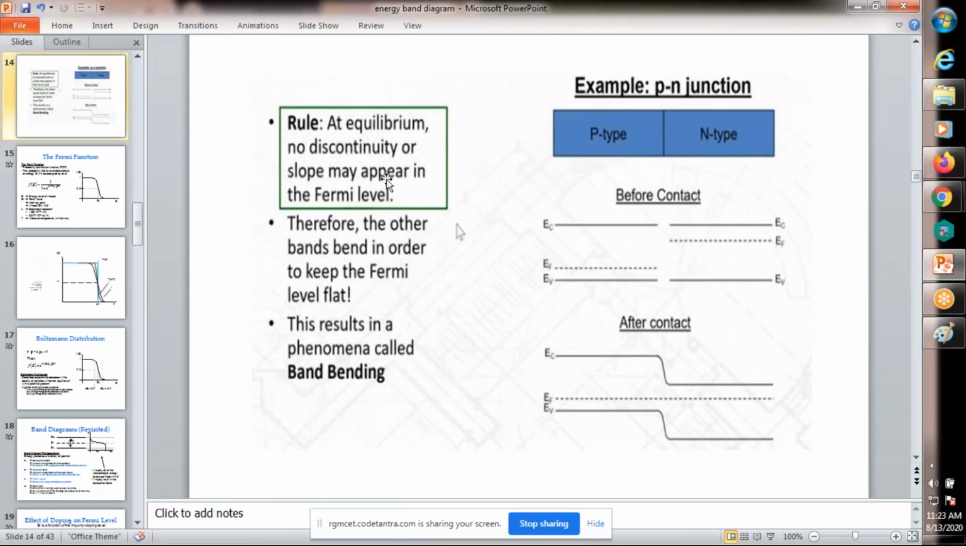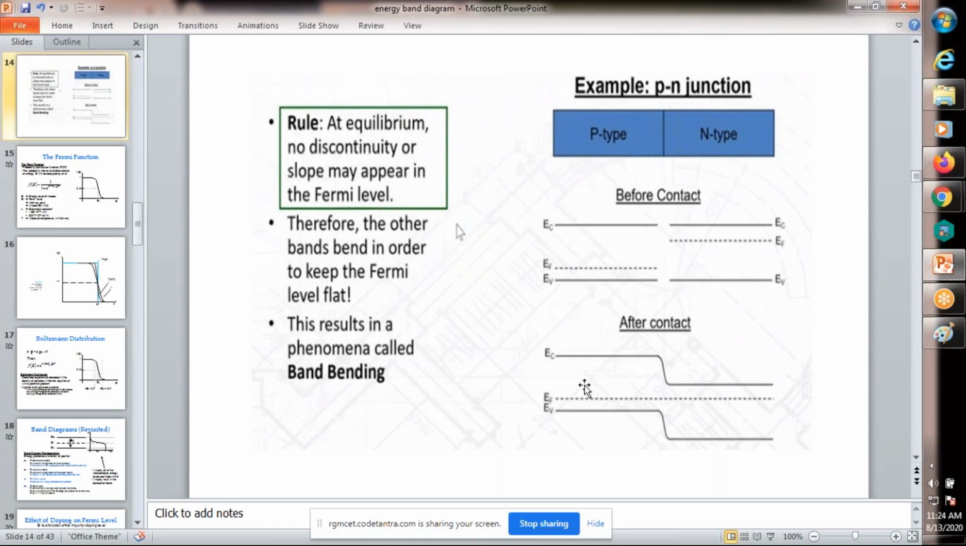So what is the rule here? At equilibrium, no discontinuity or slope may appear in the Fermi level. Remember this. After contact, the Fermi level throughout the device is constant. This is the rule. Whatever the concept, the Fermi level on the p side increases and on the n side decreases, and finally the Fermi level is constant throughout this pn device.